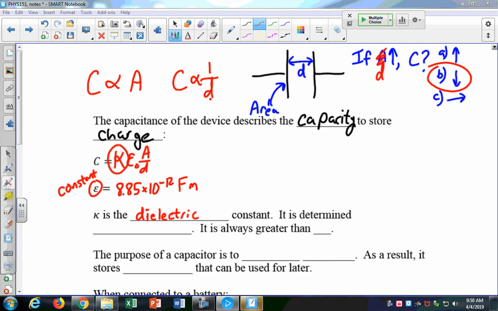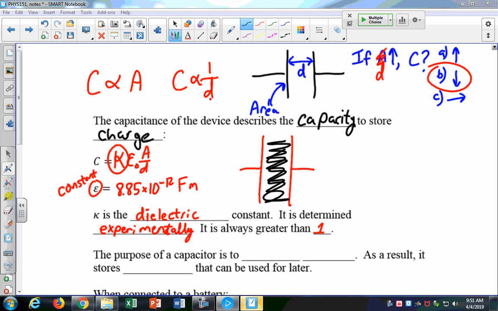It is determined experimentally, and it's always greater than 1. So, when I have this capacitor, remember, we put an insulator in between the plates. The insulator has a constant that's described by kappa.